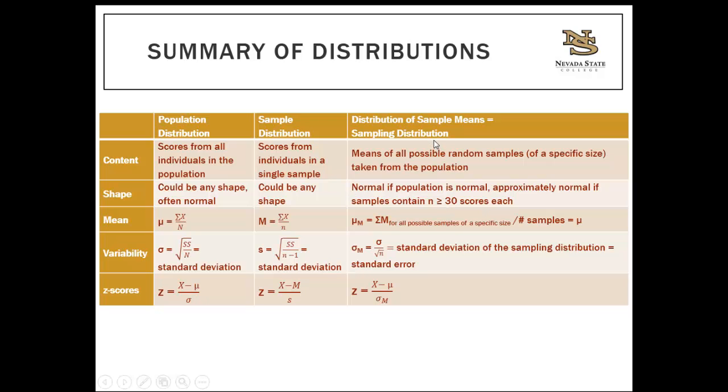Then the mean for the sampling distribution, this is the proper notation for that. And remember, it was equal to the sum of all the means divided by the total number of samples. But luckily, the mean for the sampling distribution is equal to the population mean. And then variability, instead of looking at standard deviation, now we are looking at standard error, and here's the formula for that. Still looking at a measure of spread, only now we're looking at the spread of means instead of the spread of scores. So then you have the z-score formula, which is the sample mean minus the population mean divided by the standard error.